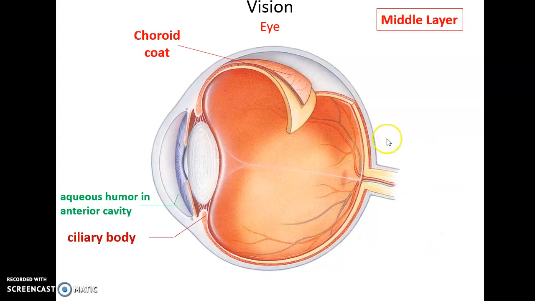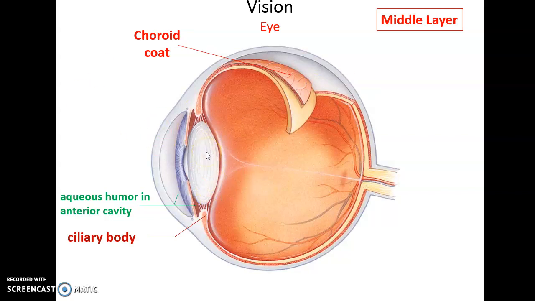The middle layer of the eyeball is made up of the choroid coat. This is a vascular structure, so lots of blood vessels being brought to the eye through the choroid coat. At the anterior end of the choroid coat, it thickens into a muscular structure called the ciliary body. This forms a muscular ring around the lens.